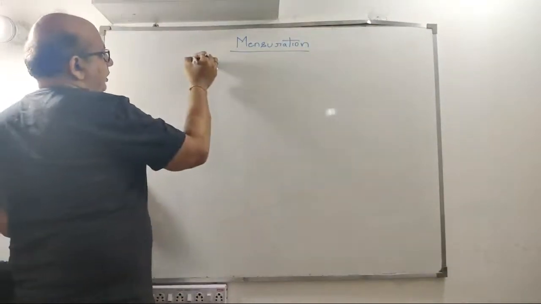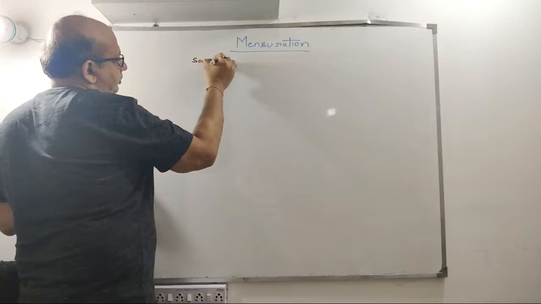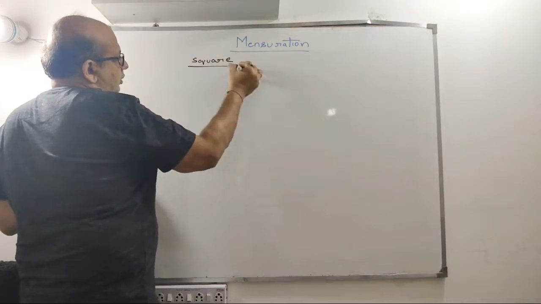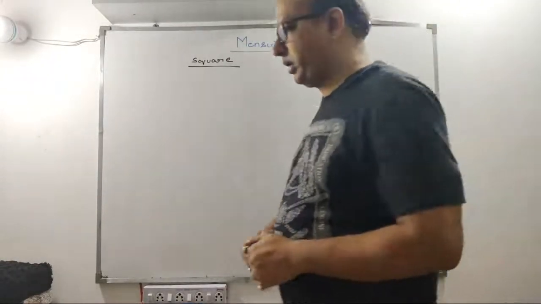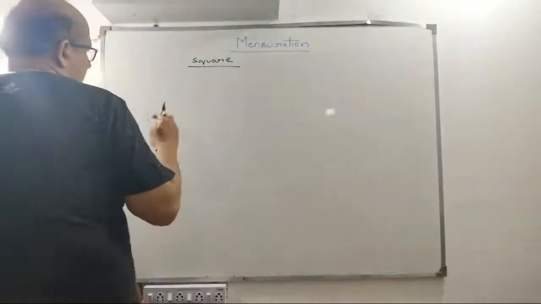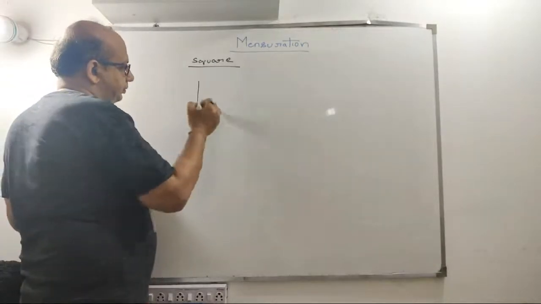So the first object that I'm going to pick is square. We'll pick certain objects and discuss them from the mensuration point of view. We'll not discuss them from the geometrical point of view. Fine. So let's start with square.